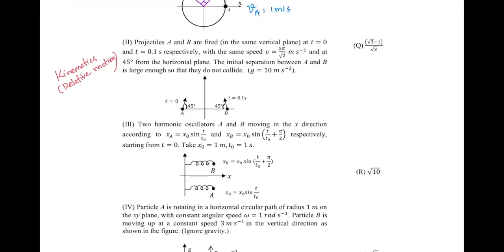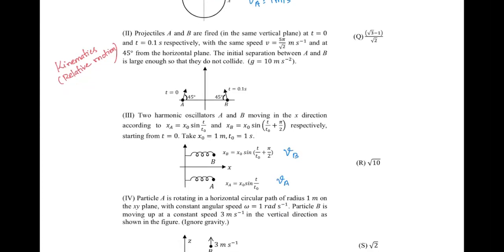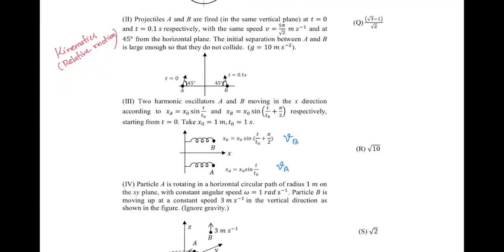The third one is going to be an SHM based question where you need to find relative velocity at some particular time. So I would go and pick the third one, because I just need to be concerned about finding VA using differentiation, finding VB using differentiation, putting the respective time and solving. They have given x naught to be 1 and t naught to be 1. So when I find VA, that is going to be x naught by t naught. I'm just differentiating.